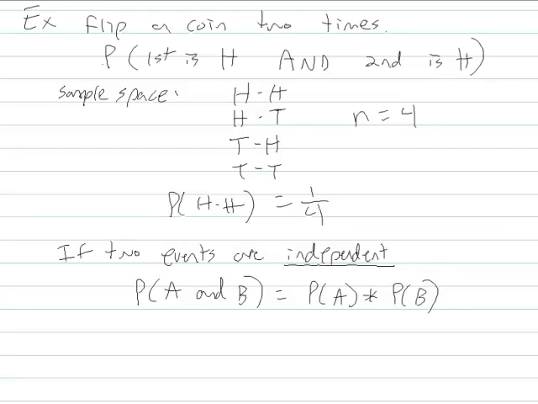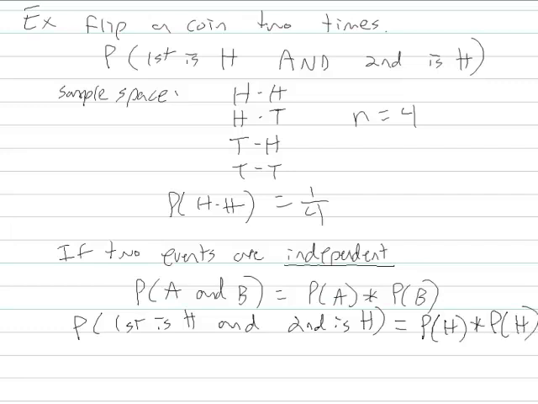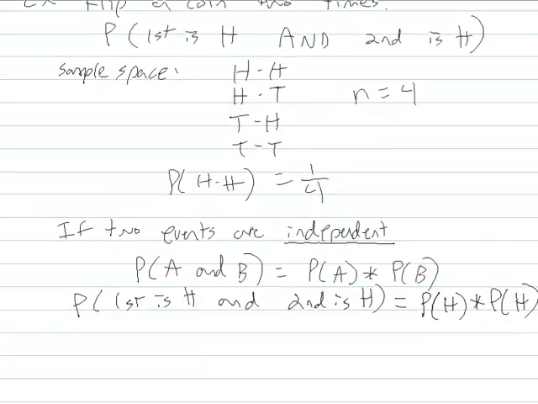And well, we can check that with this situation. The probability of the first flip being heads and the second flip being heads, according to this multiplication rule, since those events are independent, should be equal to the probability that the first one is heads times the probability that the second one is heads, individually. Treat them as individual outcomes: let's do the trial once, what's that probability? Now let's do the trial once more, and what's that probability?